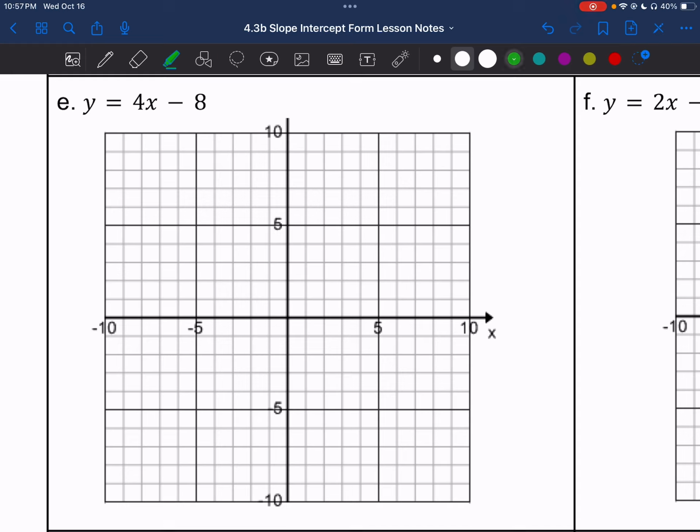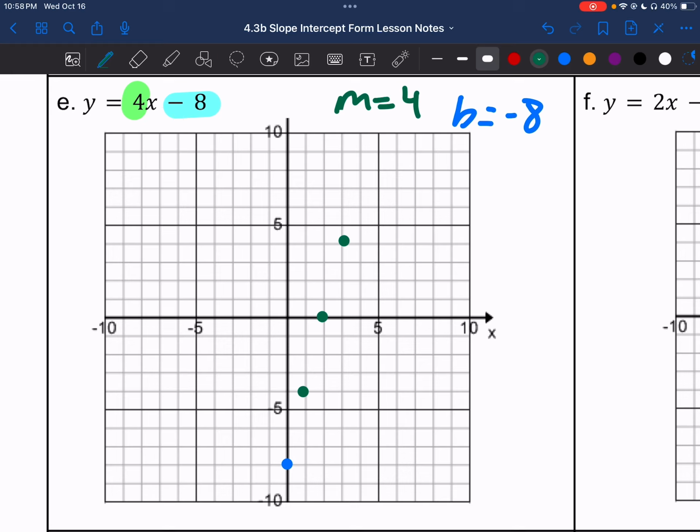For letter E, we start off by finding our slope and our y-intercept. So my slope is 4, my y-intercept is negative 8. So we start off at the point negative 8. And my slope is 4, so I'm going up 4 and to the right 1, up 4, right 1, up 4, right 1, up 1, 2, 3, 4, right 1. That does look like the best I can do with the size of my grid. So I draw my straight line and I put my arrows at the end of it.